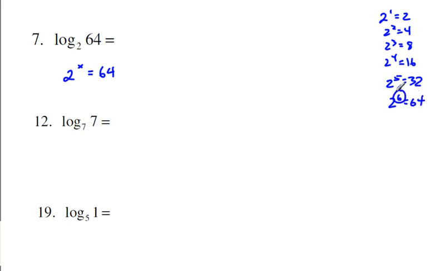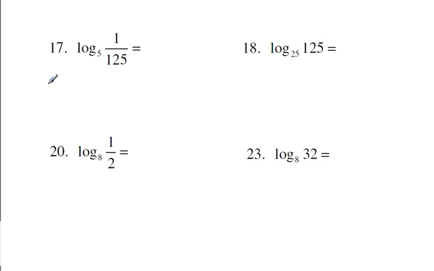But my answer is just the exponent, and I only write the exponent there. So now 2 to the 6th is 64. In number 12, we would say, well, 7 to what power is 7? And clearly that's going to be the first power. And this tricky one sometimes, 5 to what power is 1? Well, to get 1, we need the 0 power. Now that system of setting up equations is going to help us when they get tougher.